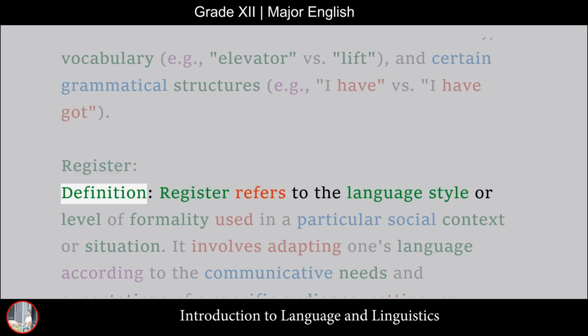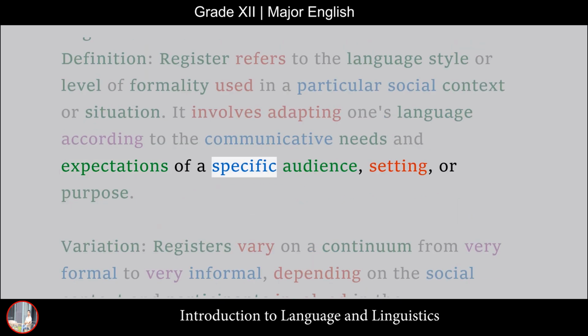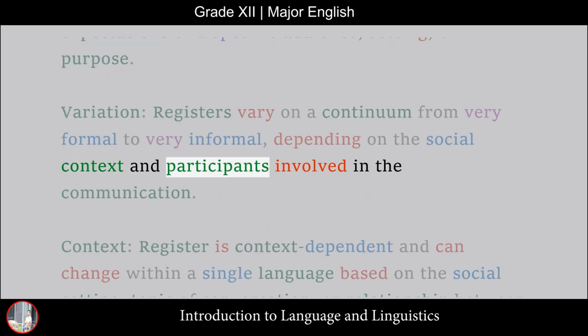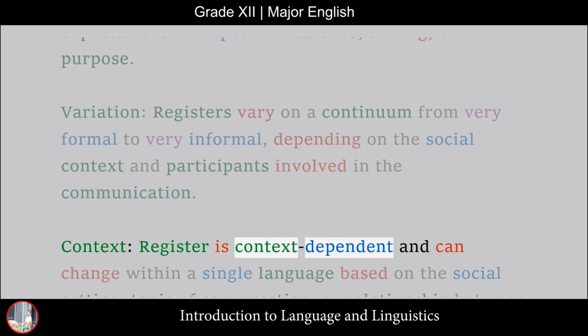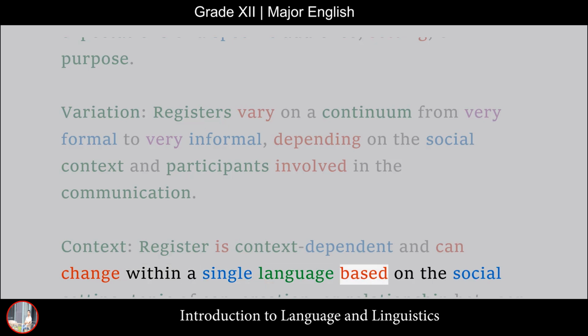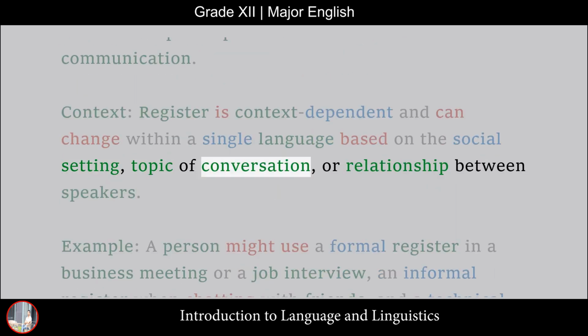Register. Definition: register refers to the language style or level of formality used in a particular social context or situation. It involves adapting one's language according to the communicative needs and expectations of a specific audience, setting, or purpose. Variation: registers vary on a continuum from very formal to very informal, depending on the social context and participants involved in the communication. Context: register is context-dependent and can change within a single language based on the social setting, topic of conversation, or relationship between speakers.